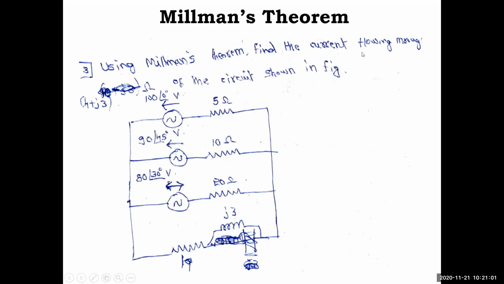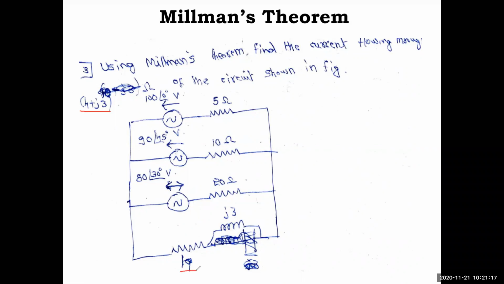Using Millman's theorem, find the current flowing through 4 plus J3 ohm of the circuit shown in the figure. So 4 plus J3 ohm means what? It is a load, so it will be a single element present in your network. See here, my handwritten notes are copied, so just bear with me. The 4 plus J3 are in series. There was some problem, so that's why it is drawn above. It is not parallel, it is in series.